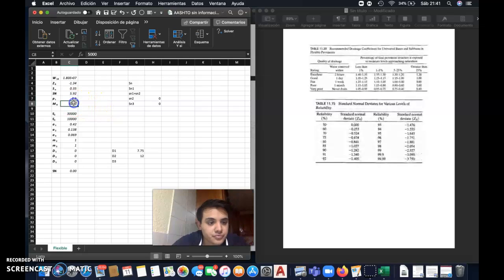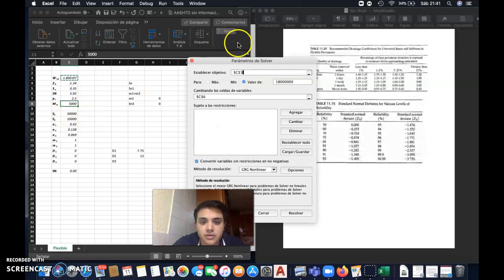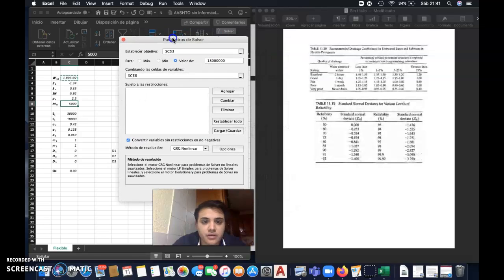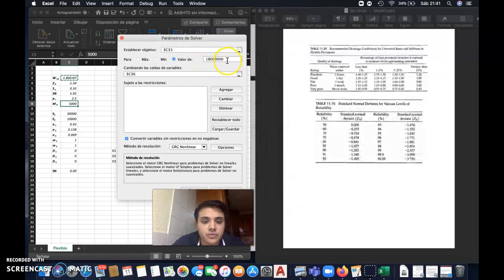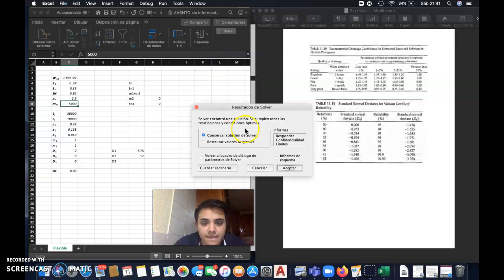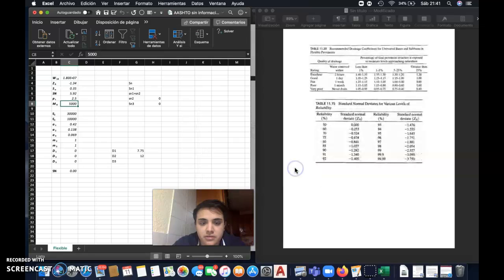Okay, the first thing that I have to do is get the structural number. So I have to solve with 5,000. Okay, we have to get it with 18,000 ESALs. We put solve, accept, and then we have the structural number.